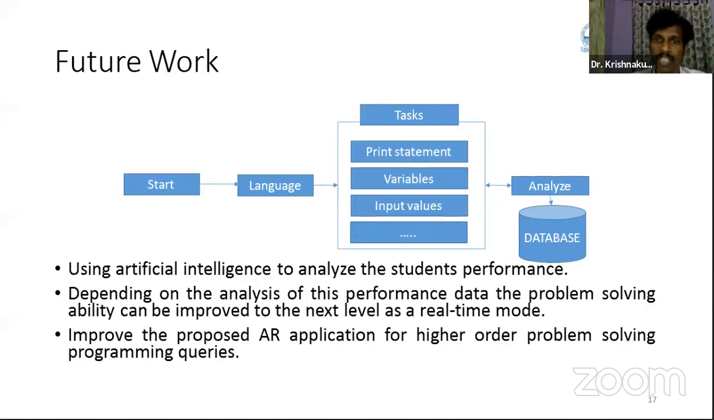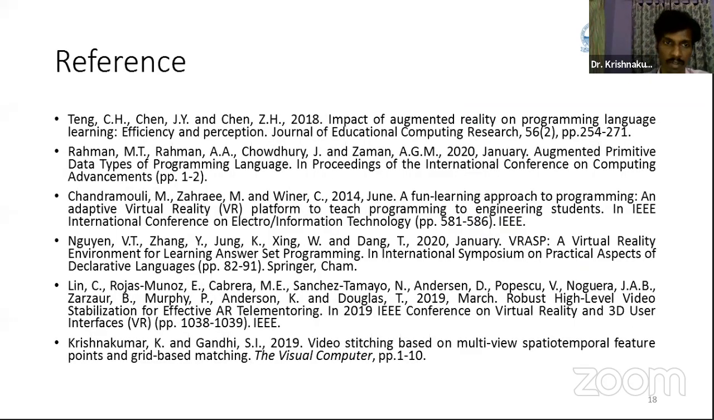And this is the future model which I am thinking of to proceed with this research by using artificial intelligence. Whenever a student completes a task, this is going to be recorded in the database. By using that data and analyzing that information, we can improve the problem solving task which we have given already, and take that problem solving task above a level and make it real time, so that the student can improve in his learning of the concept. By improving this performance, that is the task problem solving level, we can solve higher order problems by using the AR application. So these are some references.